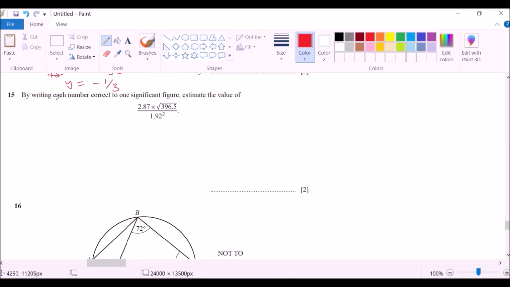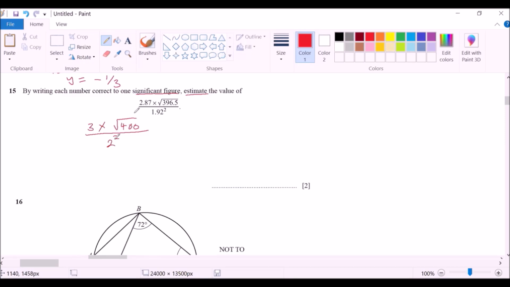By writing each number correct to one significant figure, estimate the value of. So each number must be written to one significant figure. 2.87 to one significant figure is 3 times 396.5 to one significant figure is 400. So times square root of 400 over 1.92 to one significant figure is 2 squared. Okay. So how did we come up with these figures? 2, 3, and 400.